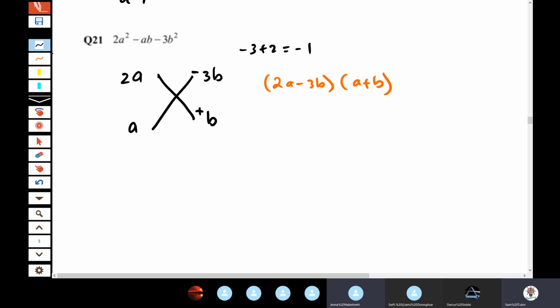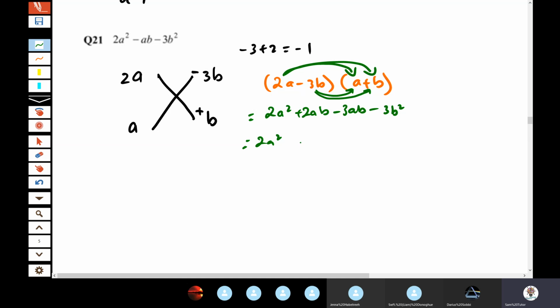And just so you guys understand what you're doing, look, it works. If I expand this using what we learned last week, 2a times a is 2a squared, 2a times b is 2ab, negative 3b times a is negative 3ab, negative 3b times b is negative 3b squared. Simplify these two, 2ab minus 3ab is minus 1ab. Look, exactly as I needed it to be. So it works.